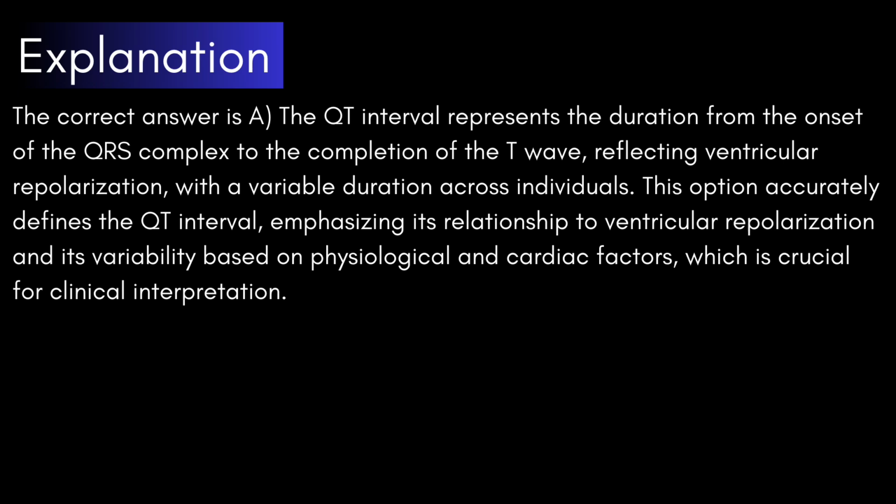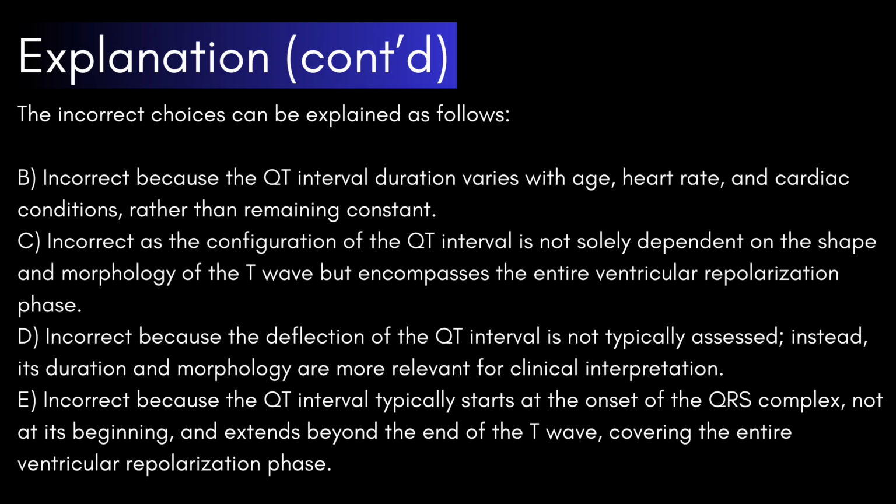All right, let's go ahead and see why the other answer choices are incorrect. The incorrect choices can be explained as follows. B. Incorrect because the QT interval duration varies with age, heart rate, and cardiac conditions, rather than remaining constant. C. Incorrect as the configuration of the QT interval is not solely dependent on the shape and morphology of the T wave, but encompasses the entire ventricular repolarization phase.